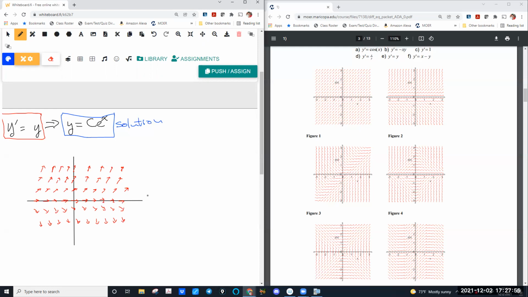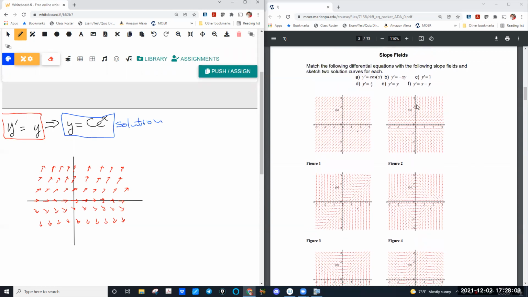Other questions about how I drew this very messy slope field? So here's a better image of it. This is the slope field. So I'm already giving you this one. So this figure 2 is going to match up with the differential equation E. This is what this slope field looks like when it's generated by a computer. Okay.